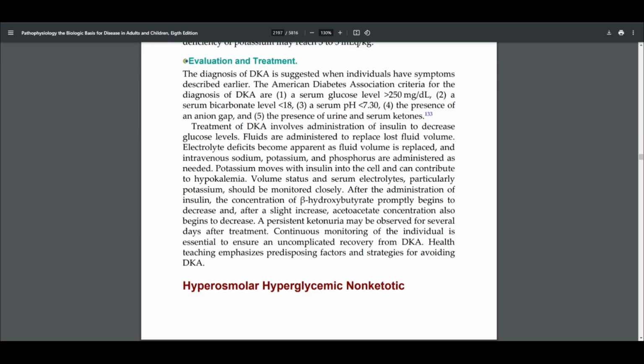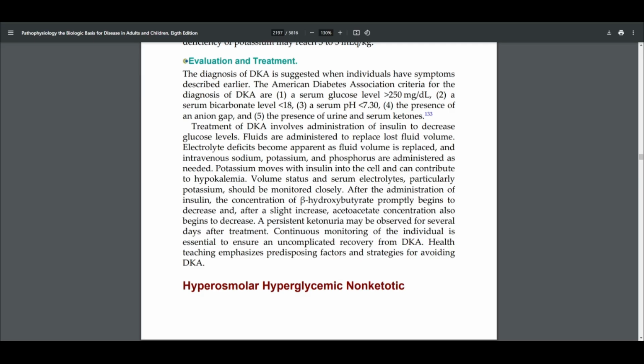Treatment of DKA involves administration of insulin to decrease glucose levels. Fluids are administered to replace lost fluid volume. Electrolyte deficits become apparent as fluid volume is replaced, and IV sodium, potassium, and phosphorus are administered as needed. Potassium moves with insulin into the cell and contributes to hypokalemia. Volume status and serum electrolytes, particularly potassium, should be monitored closely.